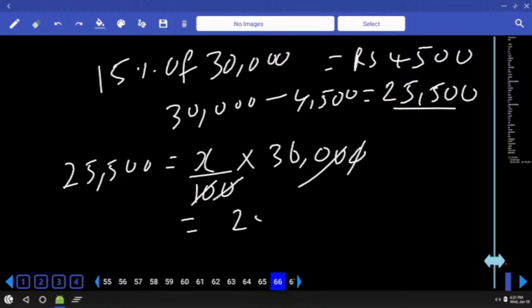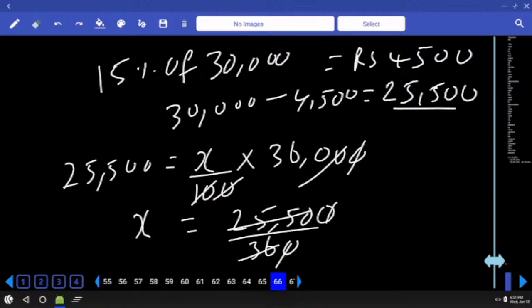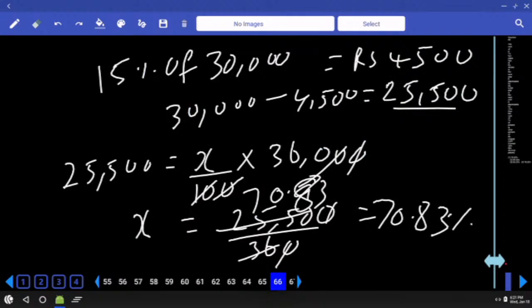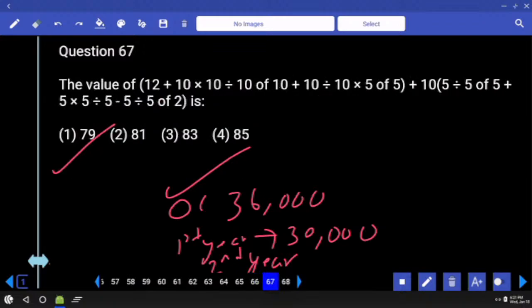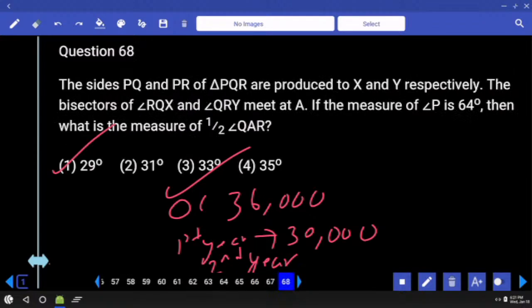This is x equal to 25,500 by 360. That means these two cancel, 36 sevens are 252, 35, 70, 9. It comes to 70.83, so the answer is what? Is it clear? Yes or no? Right. Next. I think you can manage this, yes or no? Right. 68.